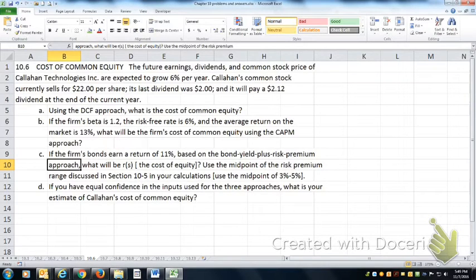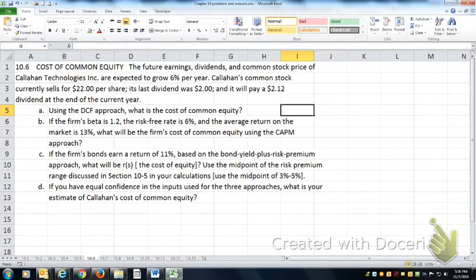This is problem 10.6 from Brigham and Houston's Fundamentals of Financial Management, Concise 9th edition. We're calculating the cost of equity capital using the three primary methods listed in the textbook. All right, using the DCF, discounted cash flow approach, what's the cost of common equity?